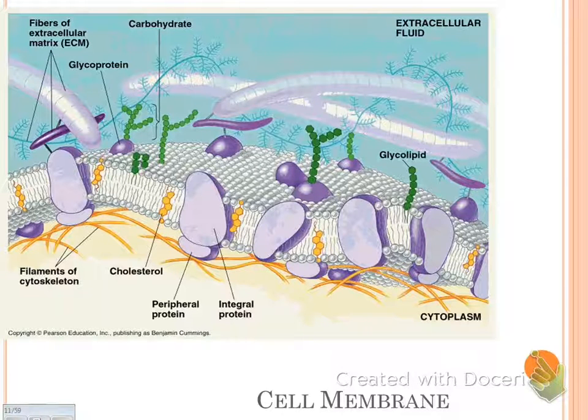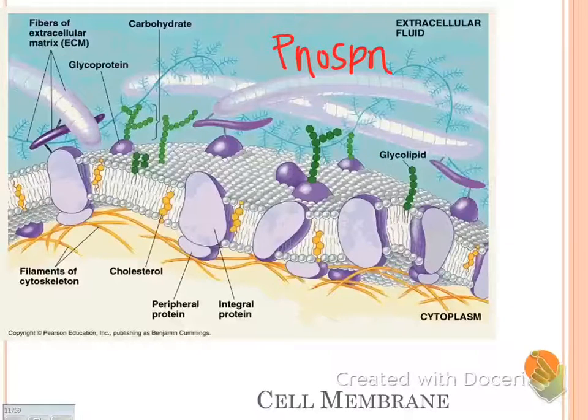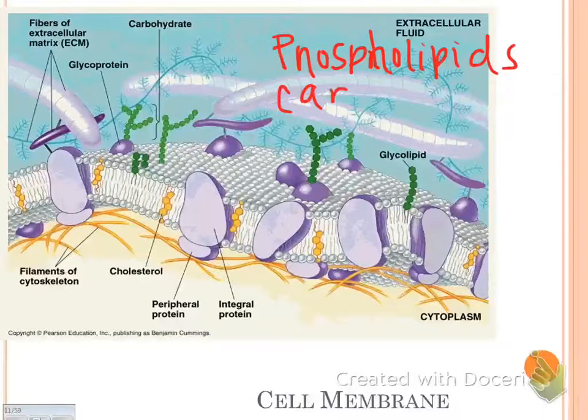Okay, there's your plasma membrane. Somebody tell me, there's the structure, it's showing it. But what are some of the parts? Okay, phospholipids. What are those little indicators called? Glycoproteins. I'm going to put carbs because remember that a glycoprotein is a carbohydrate attached to a protein.